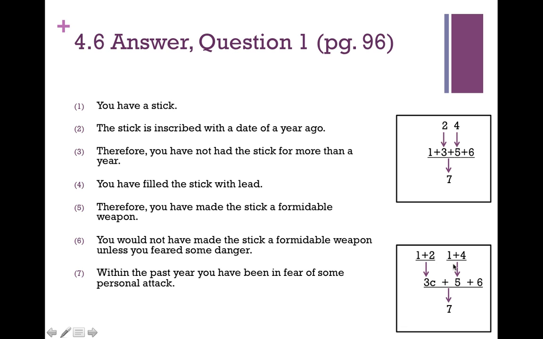Now, here's another possibility. You might have said 1 plus 2 down arrow 3c, and then just said 4 and omitted the 1 here and just said 4 down arrow 5. So that's a third possibility. And the way I understood this third sub-argument right here was I just said, well, look, you have a stick, which you haven't had for more than a year. You've made the stick a formidable weapon. You wouldn't have done this unless you feared some attack. Therefore, within the past year, you've been in fear of personal attack.